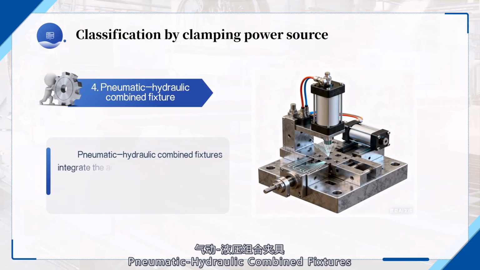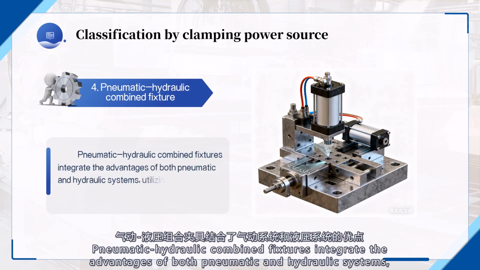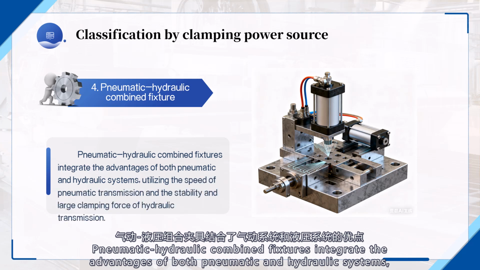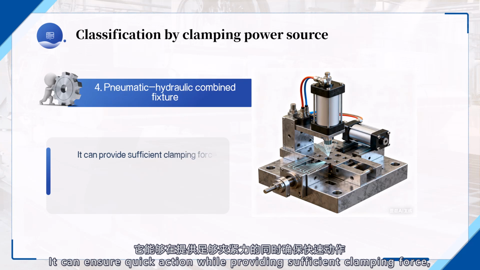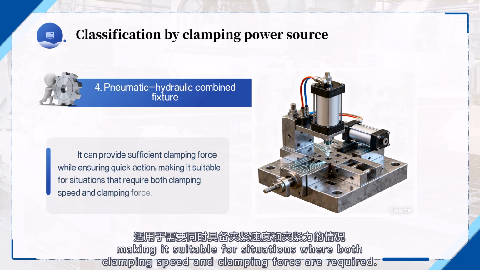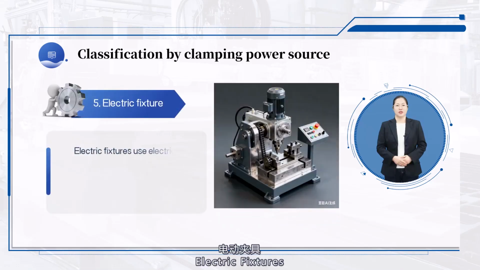Pneumatic-hydraulic combined fixtures. Pneumatic-hydraulic combined fixtures integrate the advantages of both pneumatic and hydraulic systems, utilizing the speed of pneumatic transmission and the smooth operation and the large clamping force of hydraulic transmission. It can ensure quick action while providing sufficient clamping force, making it suitable for situations where both clamping speed and clamping force are required. Electric fixtures.